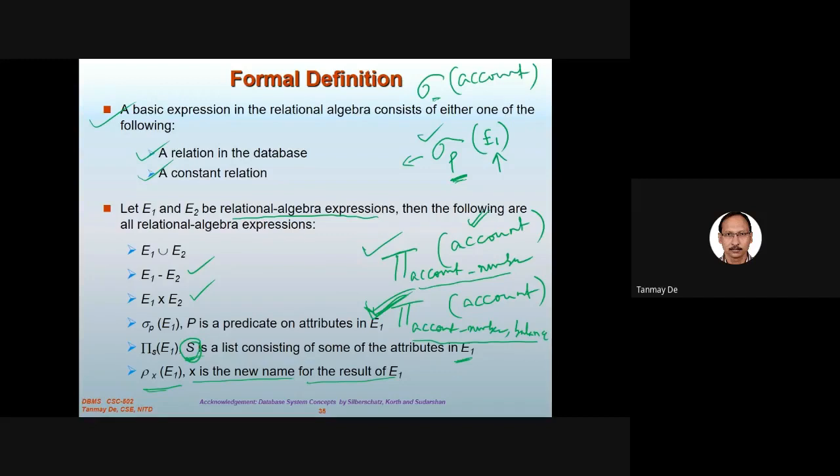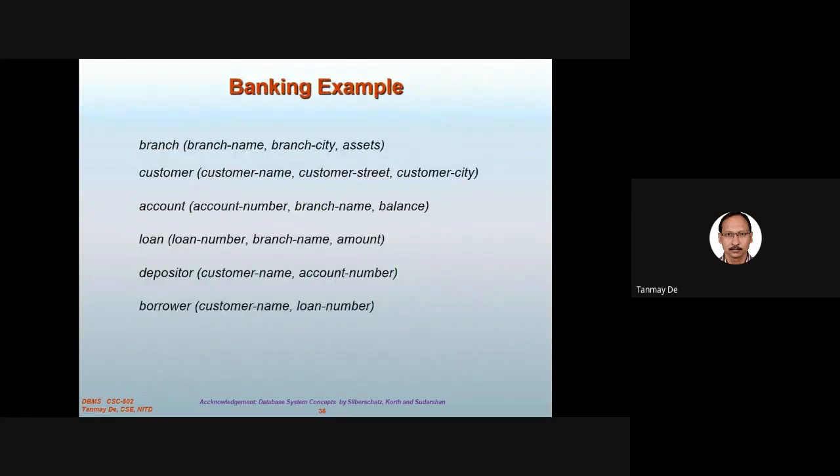So I think it's clear. Now suppose we consider an example. For the example, we consider the banking database system. What are the relations we already told? The branch consists of branch name, branch city, asset. Here branch name is the primary key. Customer name is the primary key, and customer street and customer city are there. And for simplicity we assume that no two customers have the same name, that is, the customer names are unique.